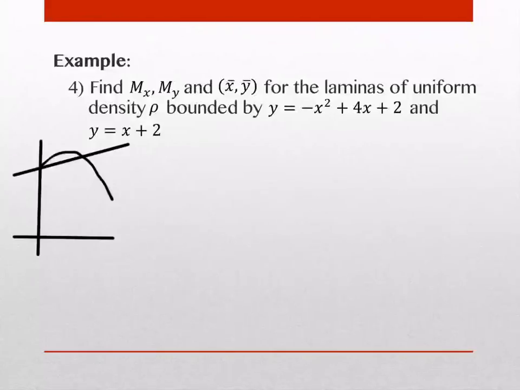Okay. Which graph is on top? Which one is going to be our f of x? The parabola. So the x squared graph is on top, and then the y equals x plus 2 graph is on bottom. The region that we're looking at is the region inside of here, right? This is our planar lamina, that blue shaded in piece.